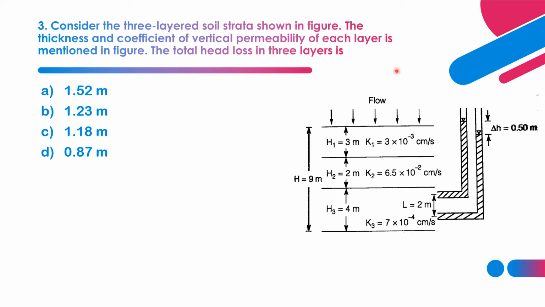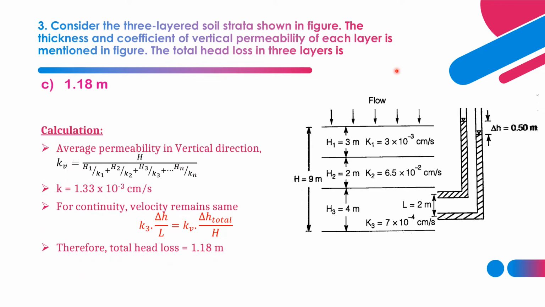So by using average permeability in vertical direction, we have to find the average permeability. After that we have to use one concept that we will see. So here the answer is option C, 1.18 meter. How to calculate that? The average permeability in vertical direction is given by this formula: Kv is equal to H, that is the total depth of the given soil strata as 9 meter, divided by h1 by k1 plus h2 by k2 plus h3 by k3 up to the n layers.